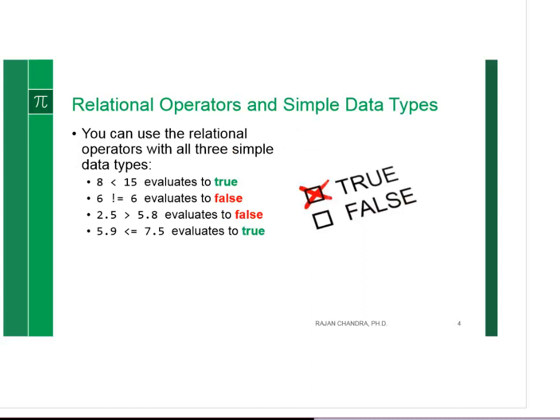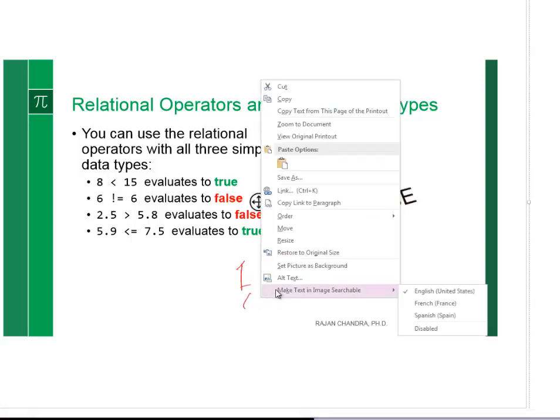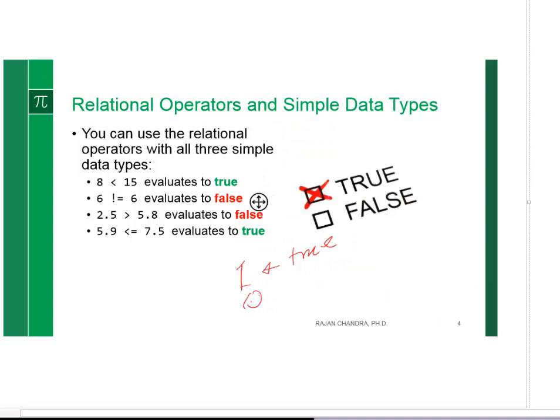8 less than 15 is true. 6 is not equal to 6 evaluates to false. 5.9 less than or equal to 7.5 evaluates to true. When you print, true will be printed as 1, while false is printed as 0.